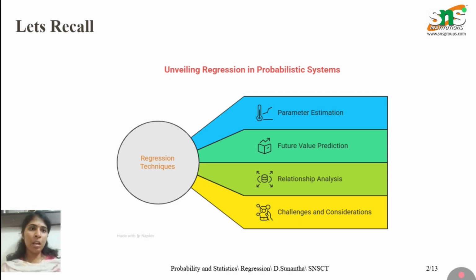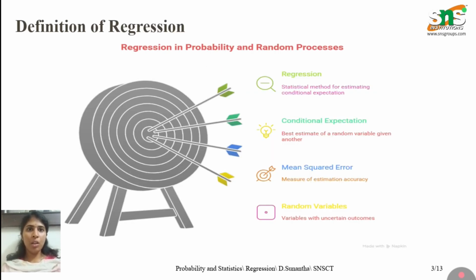So here is the regression technique. First is to identify the parameter, next future value prediction, relationship analysis, and next is challenges and considerations. Here is the definition of regression. This is a statistical method for estimating conditional expectation. Next, the best estimate of a random variable given another. Next is the measure of estimated accuracy. Variables with uncertain outcomes are also discussed in this.